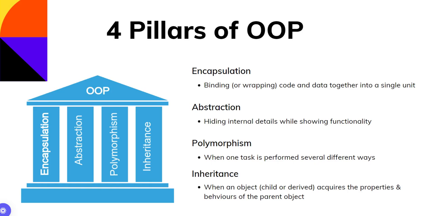Object-oriented programming is made up of 4 essential pillars. There is encapsulation, which is the binding or wrapping of code and data together into a single unit. There is abstraction, which is hiding internal details while showing functionality. There's polymorphism, which is just a fancy word for taking different forms. And this happens when one task is performed in several different ways.